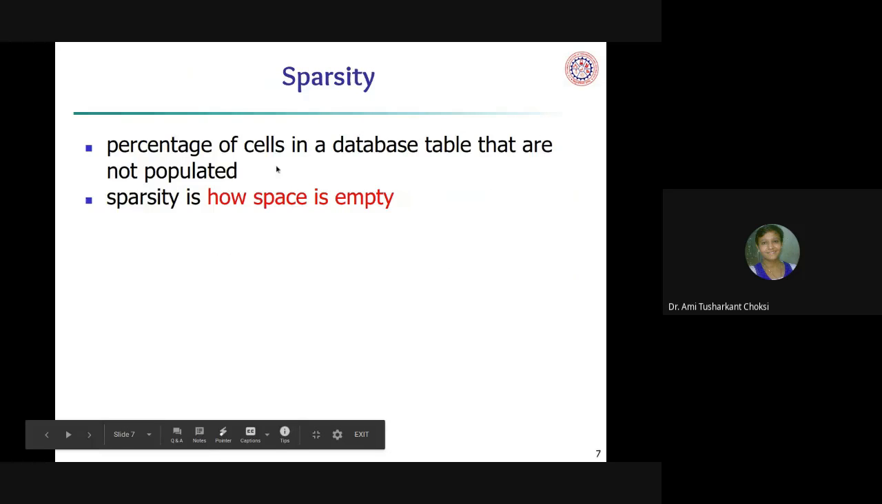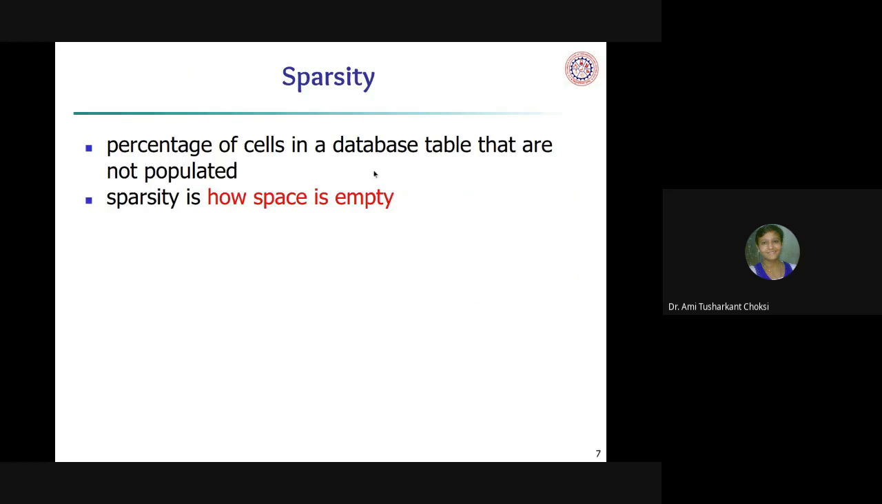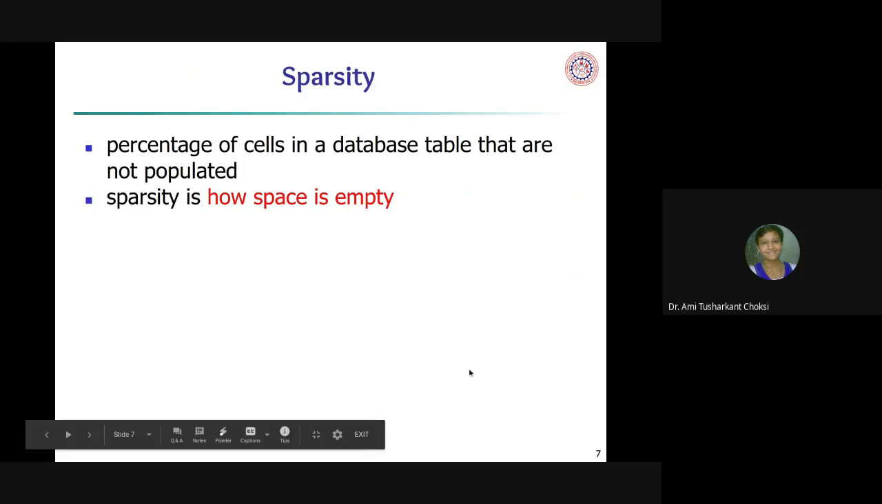Sparsity is the percentage of cells in a database table that are not populated. That means how empty the space is, right? Sparsity is how much the space is empty, right? So that is what sparsity is.